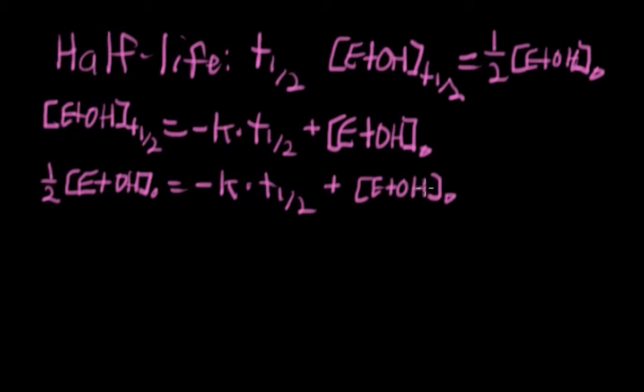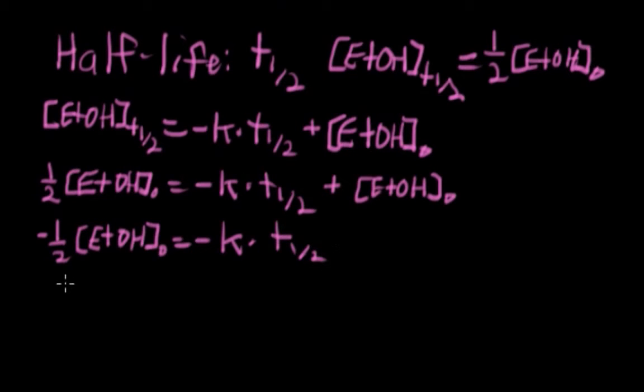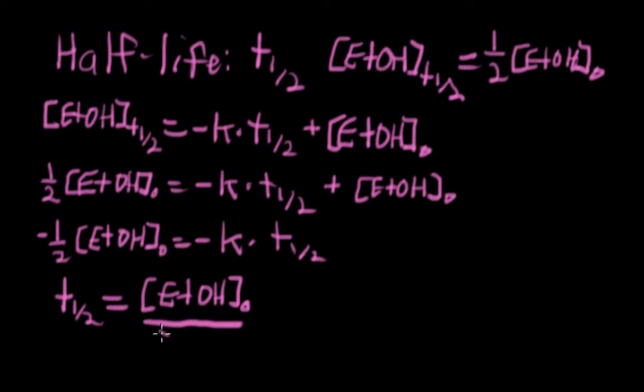I'm going to bring the concentration of ethanol over to the left-hand side. What we get is negative 1/2 of our initial concentration of ethanol is equal to negative k times the half-life t1/2. Then solving for t1/2, our half-life, we get that it's equal to the initial concentration of ethanol, or just in general, the concentration of the reactant, divided by 2 times the rate constant k.